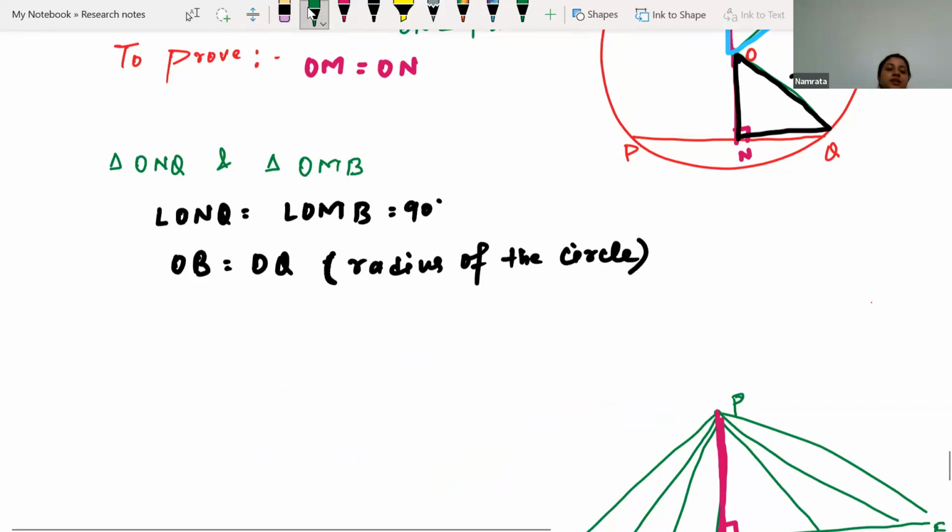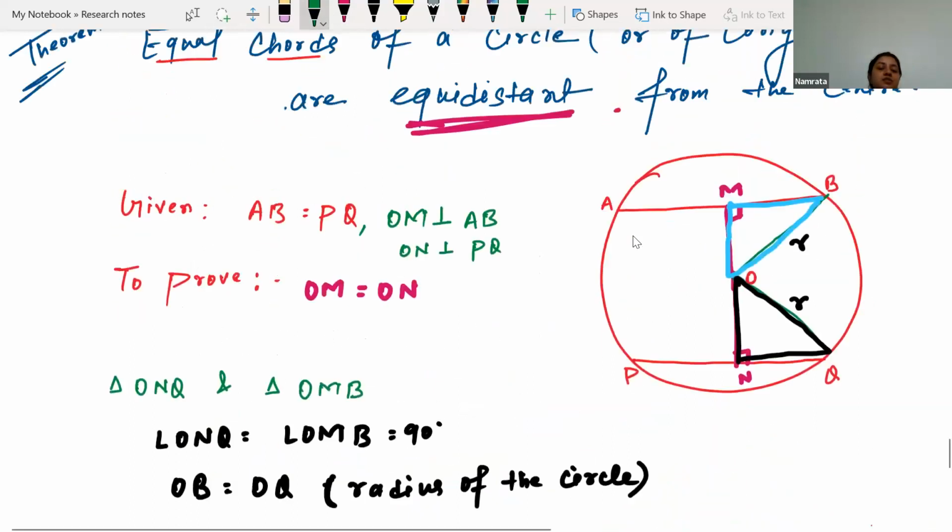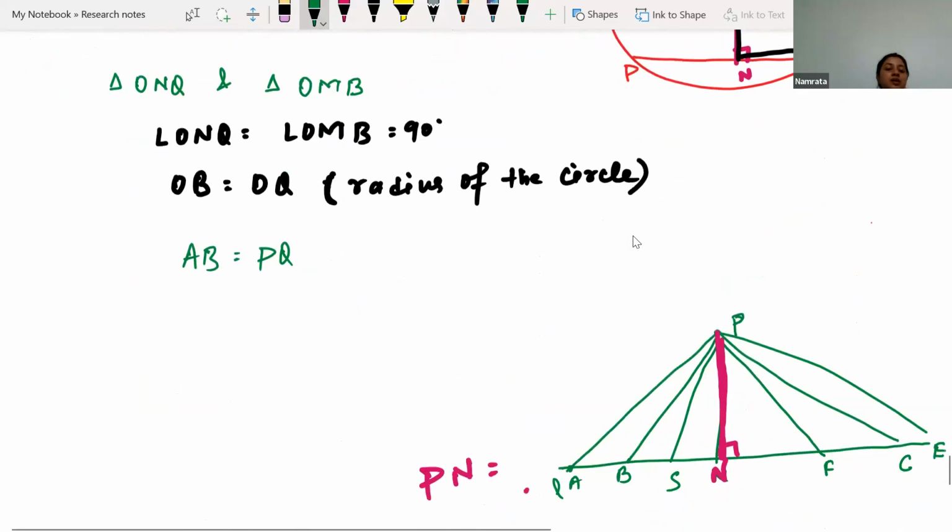It is already given that chord AB is equal to chord PQ. That was the given part, which I have just copy pasted. Then half of chord AB will be equal to half of chord PQ. Obviously, if the totals are the same, then half of this and half of that have to be the same. What's the benefit of taking half of each?